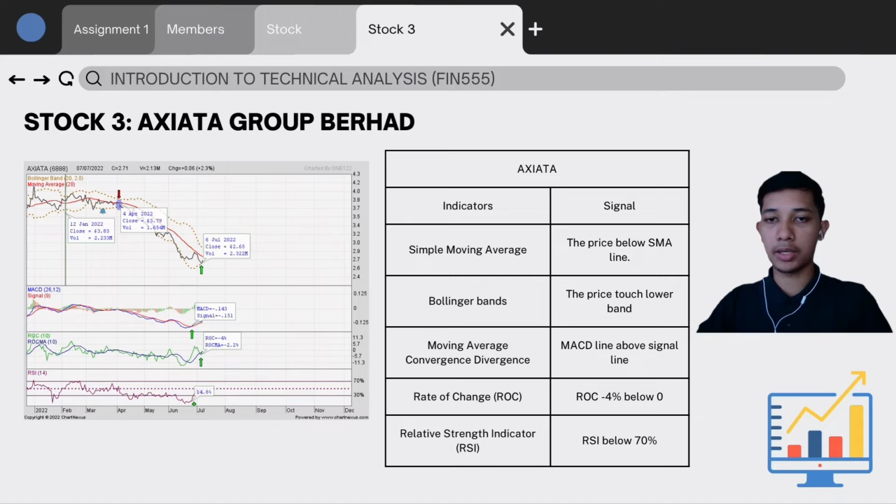Next, based on the Bollinger Band, we can see that the price touched the lower band of the Bollinger Band and the price ran along the lower band, and this shows that selling activity remains strong.